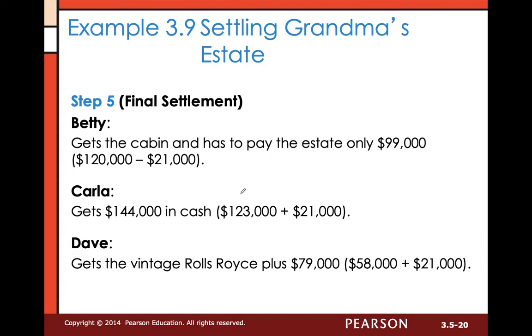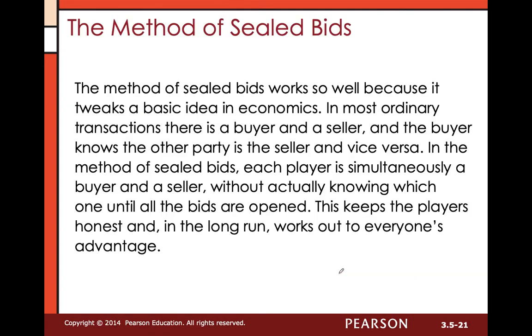She got the cabin, had to pay only $99,000 because $120,000 minus $21,000 means only $99,000 to pay. Carla received her fair share of $123,000 plus the extra surplus of $21,000. And Dave got the vintage Rolls Royce plus the extra cash of $58,000, plus $21,000 more is $79,000. So it actually works out surprisingly well.